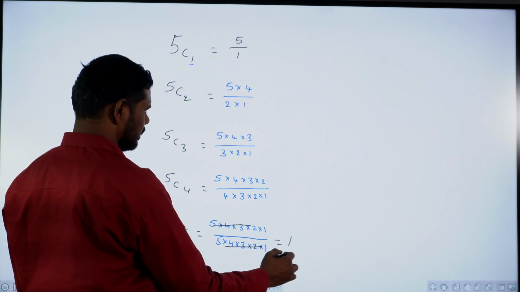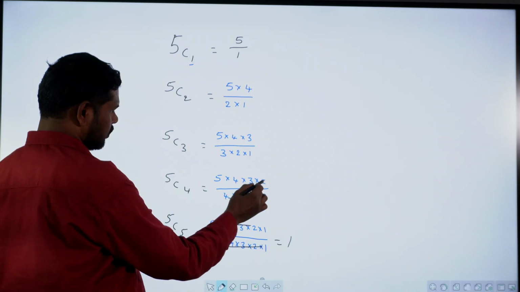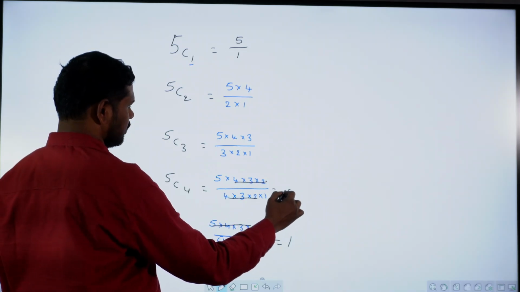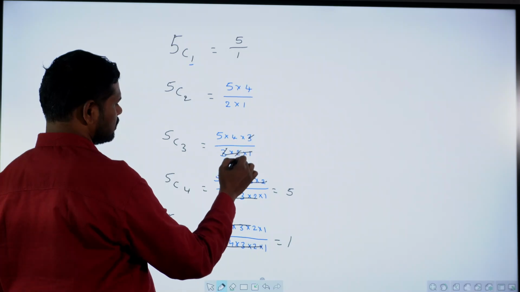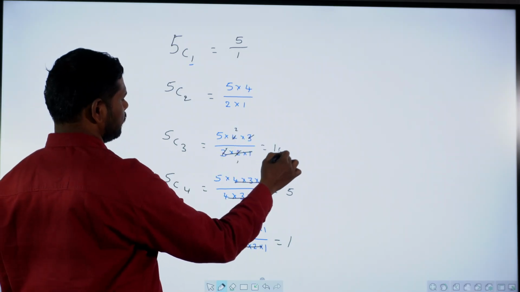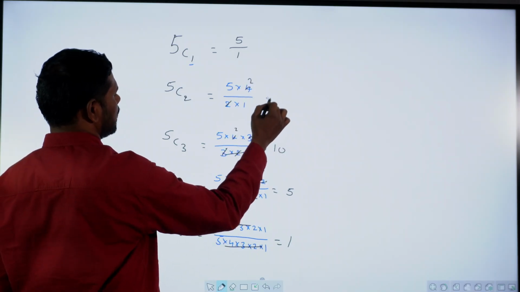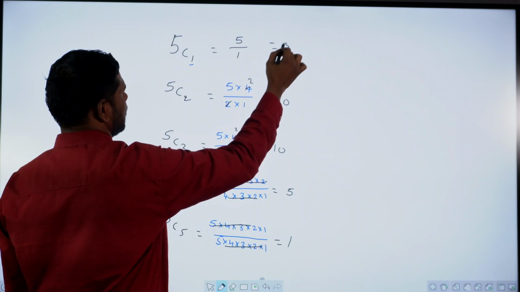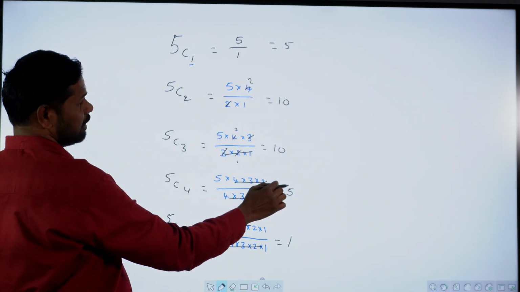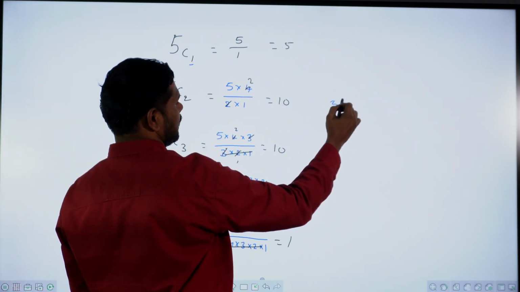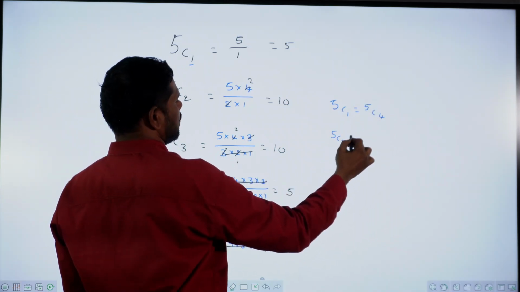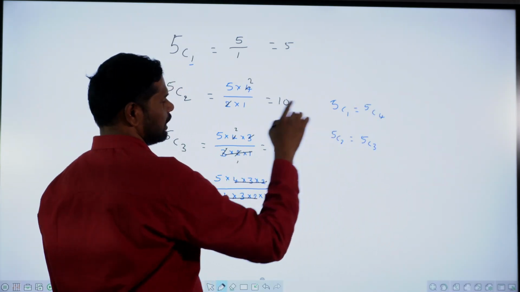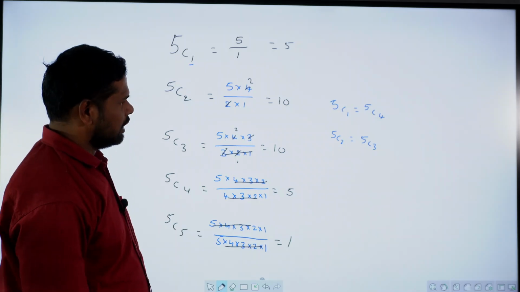The answer is 1. Just observe here, in the 5C2 case 4, 3 and 4, 3 cancel, and the value is 5. Right, sorry. 3, 3 cancel. 2 1s are 2, 2 2s are 4, 5 2s are 10, the value is 10. Here also 10. This value means 5. Observe this: 5 and 5 are equal. So 5C1 equals 5C4, and 5C2 equals 5C3. Just observe these two values.